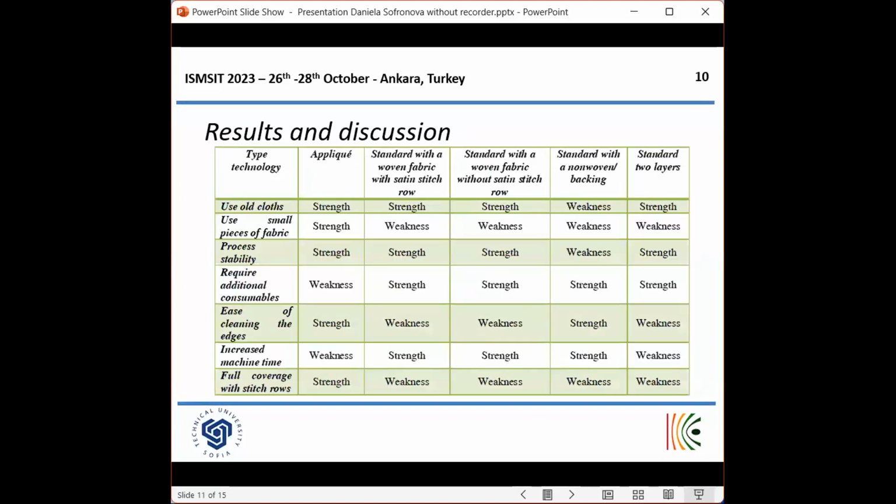And in these tables, we have summarized the strengths and weaknesses of each tested method for design and manufacturing of embroidery patches according to these evaluation criteria.